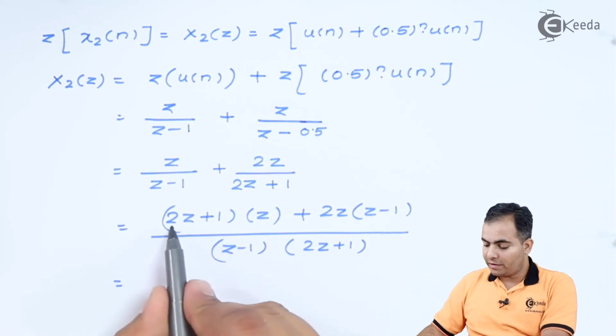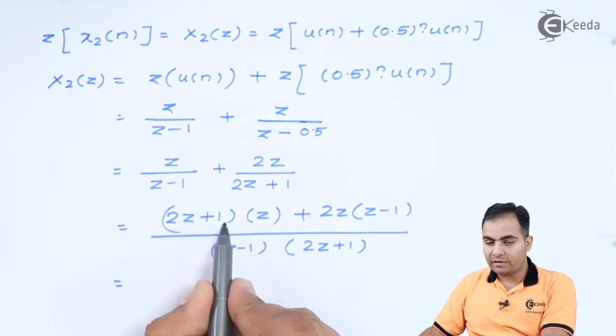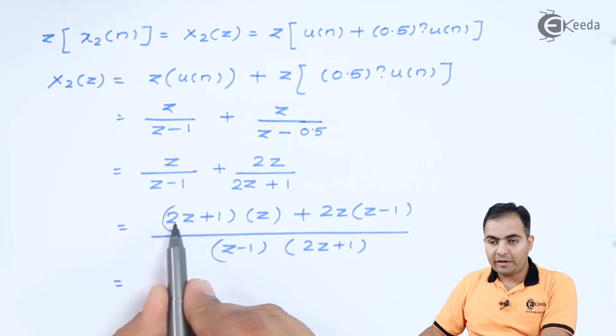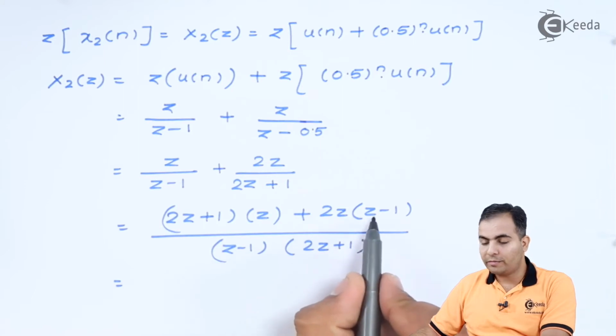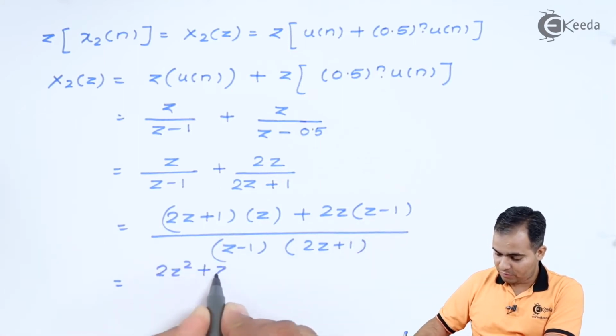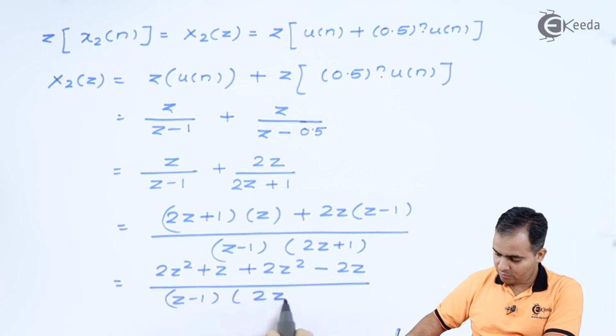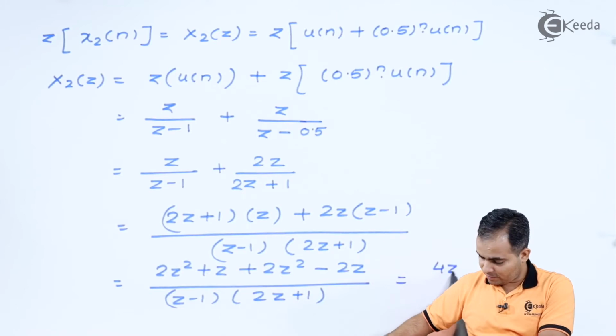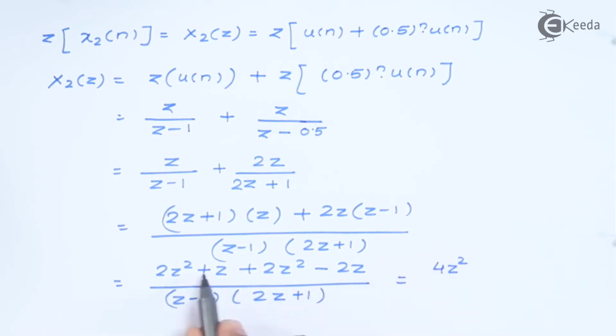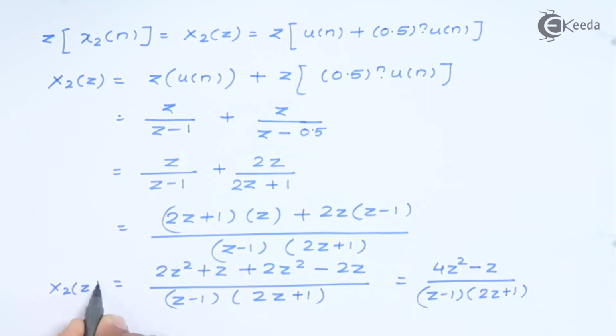Now look at it. If z is multiplied with 2z plus 1, then after multiplying this z inside this bracket, you will get 2z square plus z, and here 2z square minus 2z. Now 2z square plus 2z square, answer is 4z square, and minus 2z plus z, answer is minus z, and the denominator I can write. This is the value of x2 of z.